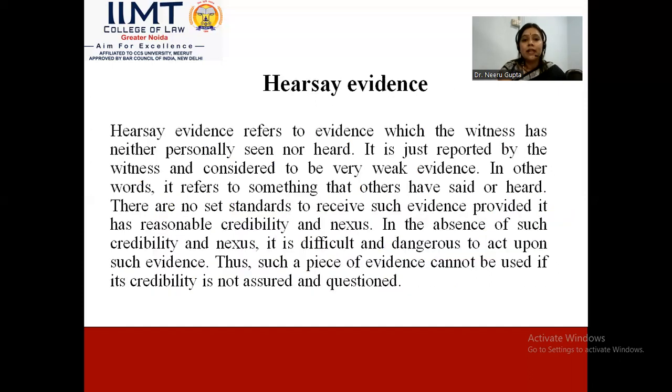Hearsay evidence. Hearsay evidence refers to evidence which the witness has neither personally seen nor heard. It is just reported by the witness and considered to be very weak. In other words, it refers to something that others have said or heard. There are no set standards to receive such evidence, provided it has reasonable credibility and nexus. In the absence of such credibility and nexus, it is difficult and dangerous to act upon such evidence. Thus, such a piece of evidence cannot be used if its credibility is not assured and is questioned.